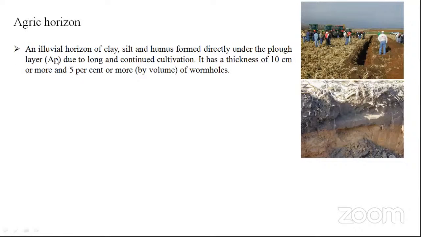The plough layer we will represent as Ap. Okay, students, this is regarding the agric horizon. Remember the keywords, that is very important regarding these pedons. Agric means it is also illuvial but formed directly under the plough layer due to the continuous cultivation. Sometimes it will be more than 10 centimeters thickness. This is regarding the agric horizon.